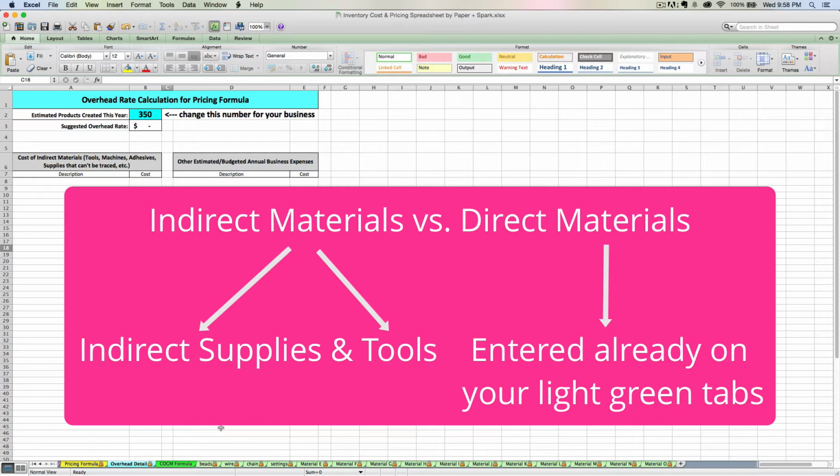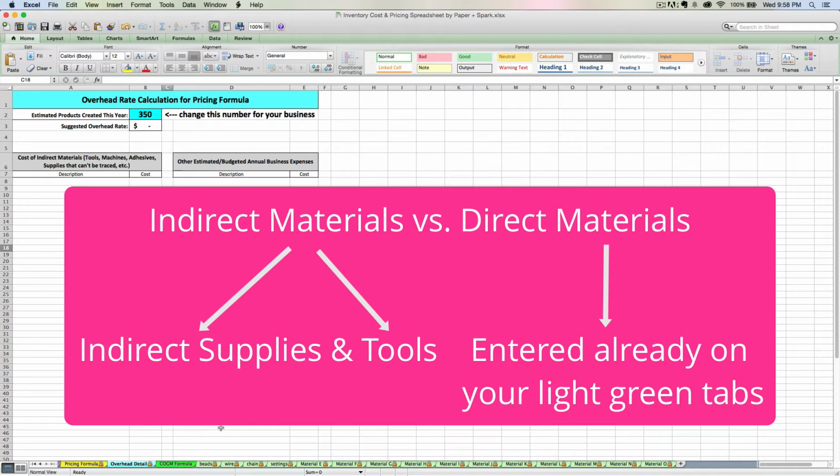Now, life is not that easy. Crafting is not that straightforward. You are going to have things called indirect materials, and those are items that you need on hand to create your finished good for sale, but you can't directly trace them. Those fall into two categories. The first one is going to be indirect supplies, and those are supplies that go into your good, but you can't really count exactly how much went in.